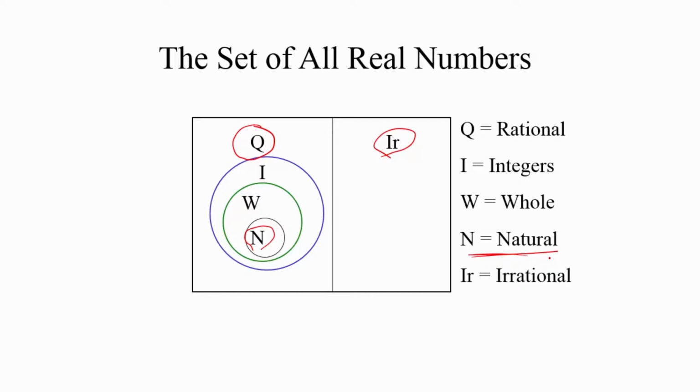The next level up is called whole numbers, or W. The whole numbers are the natural numbers and include 0. So it has to be 0 and positive numbers. So 0, 1, 2, 3, 4, 5. This would be what we call the whole numbers.